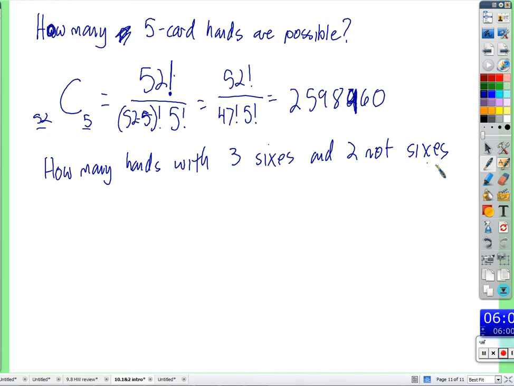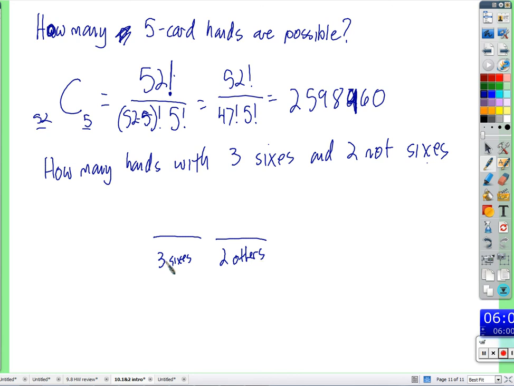So to count something like this, we need to see it as a sequence of events. Like, to put together this kind of hand, what needs to happen first? Get three sixes. The first thing that needs to happen, you get three sixes. Then next, what needs to happen after you get three sixes? Two other cards. Two are not sixes. Is order important here? Not important. That's something important to remember. So we're talking about combinations, not permutations.